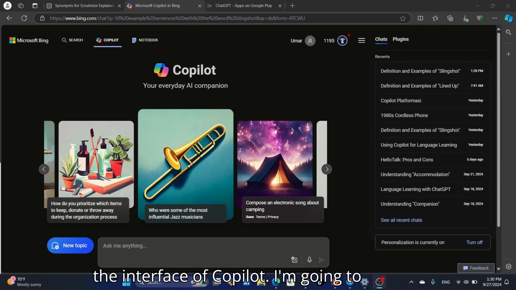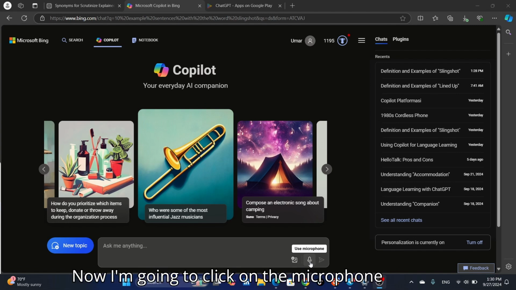We are already in the interface of Copilot. I'm gonna click on the use microphone symbol here. You might not have time to listen to details. Basically, there are four ways of using Copilot for language improvement. First, you can ask it to define words and make example sentences. Second, generate a story that matches up with your level. Third, provide the vocabulary relevant to your level. Fourth is generating images.